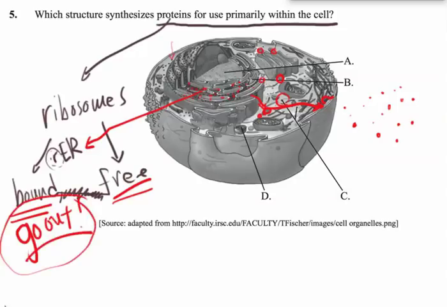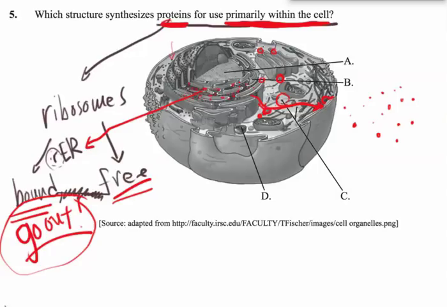And the ones that are made on the free ribosomes are kind of dispersed throughout the city in the locations where they might be needed. So in other words, the free ribosomes that are creating proteins, they're going to be used primarily within the cell.